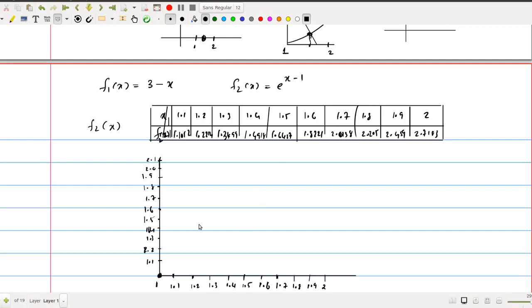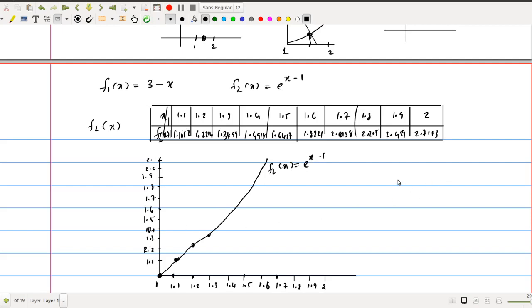Then you can get a curve like this. You can plot all those values. At 1 we have this, at 1.1 we have this. You can get the values like this: 1 at 1 here, 2 here, 3 here, and so on. And draw the graph. This is the graph of f2 of x, that is e to the power x minus 1. You can draw it approximately anyway.